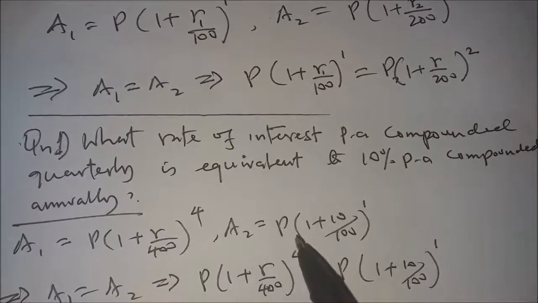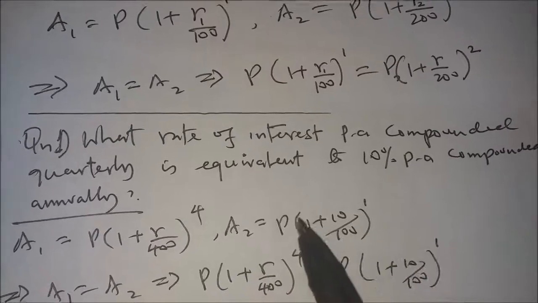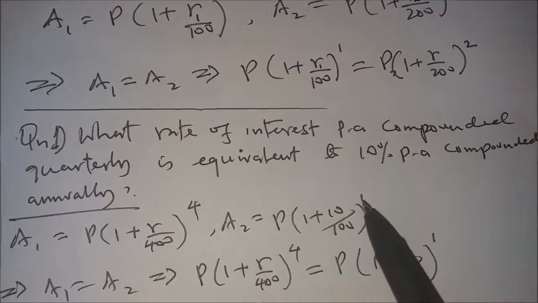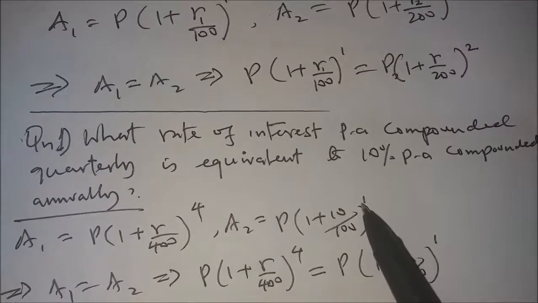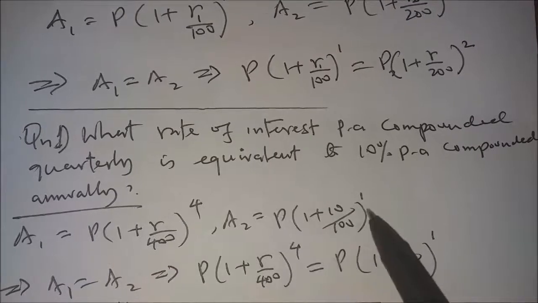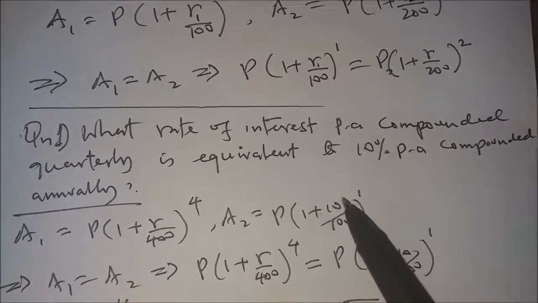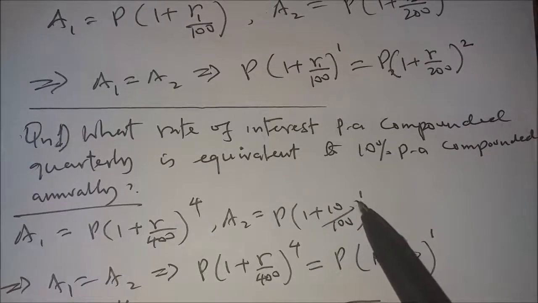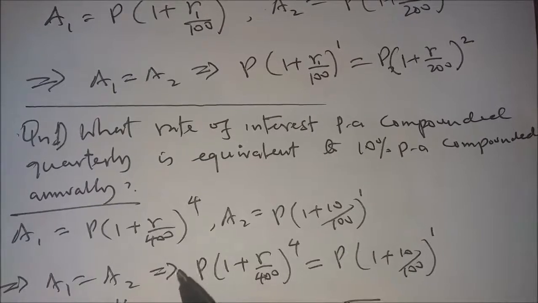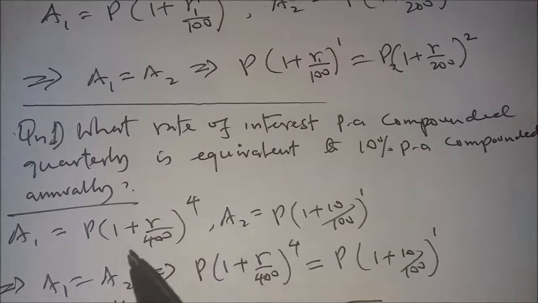Now, the second accumulated amount using 10% per annum will be P into 1 plus 10 over 100 to the power 1. To the power 1 because in 1 year, interest is compounded once. So this is the amount. This is the accumulated amount when we use 10% per annum compounded annually. And this is the accumulated amount if we use R% per annum compounded quarterly.